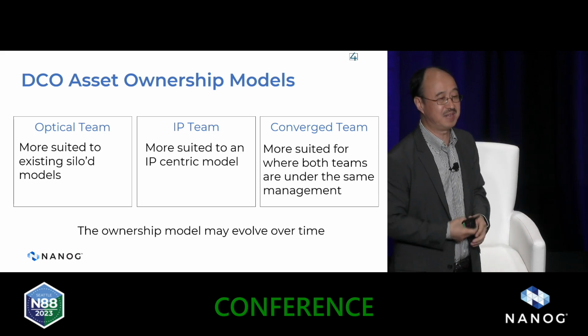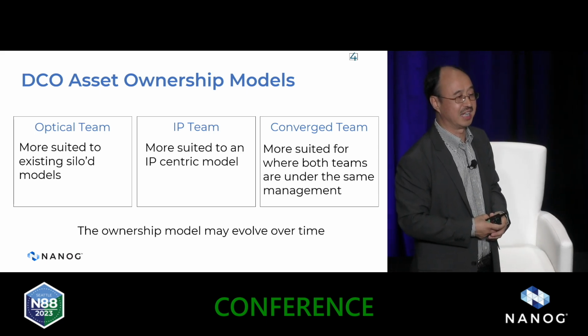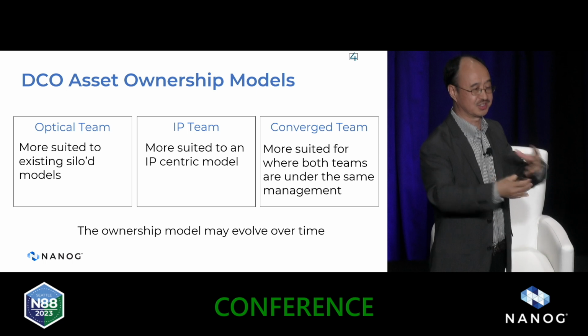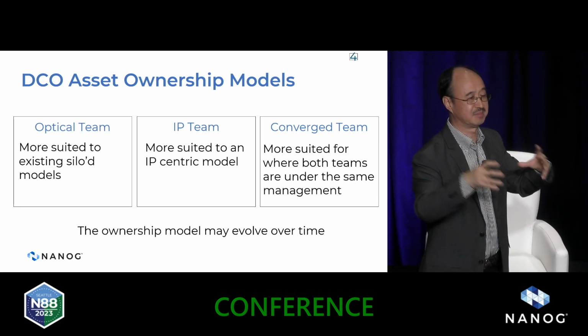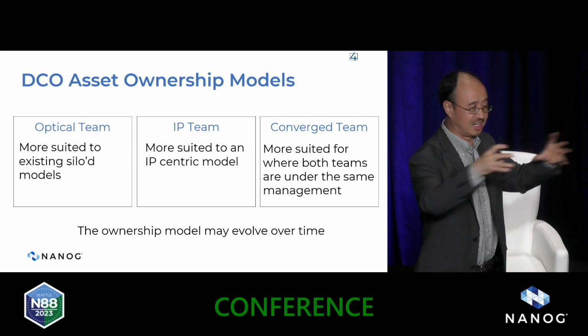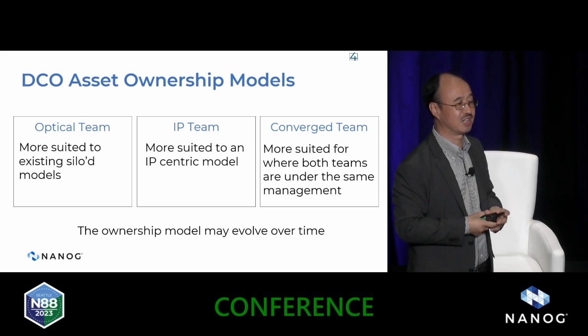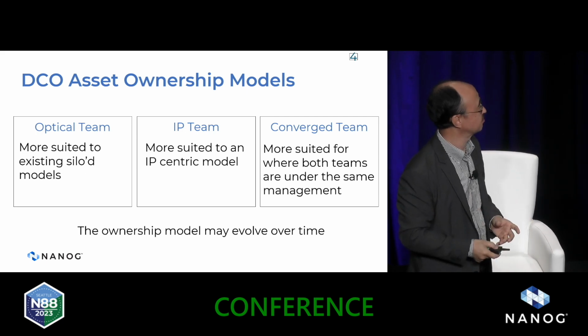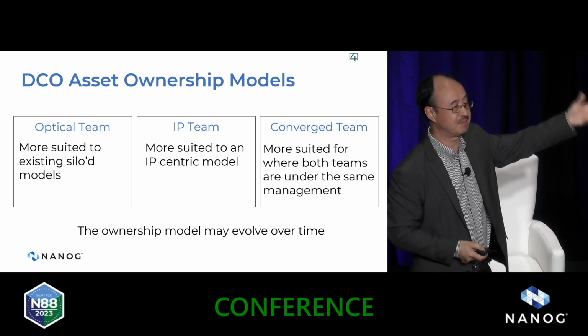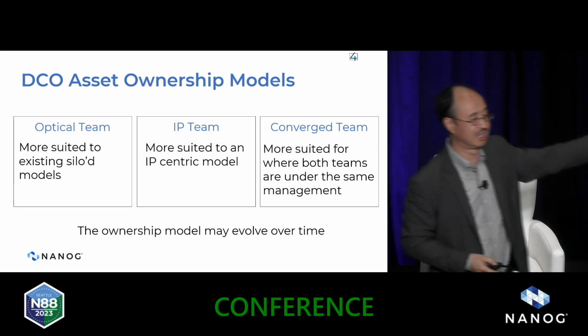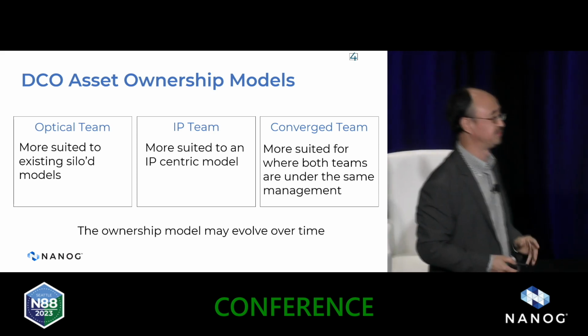And the converged team obviously is much more ideal because the teams can work together, talk to each other, and really understand how to troubleshoot and turn up and provision all of these things in a single organizational structure. Again, the ownership model may evolve as you adopt the journey of the transformation or convergence.